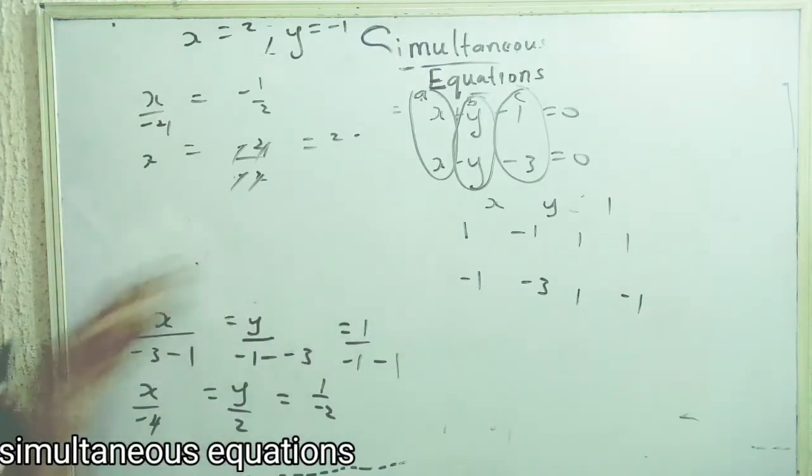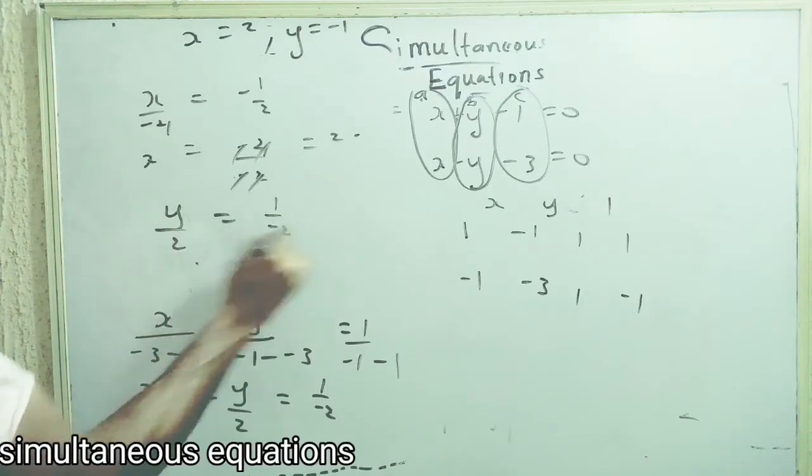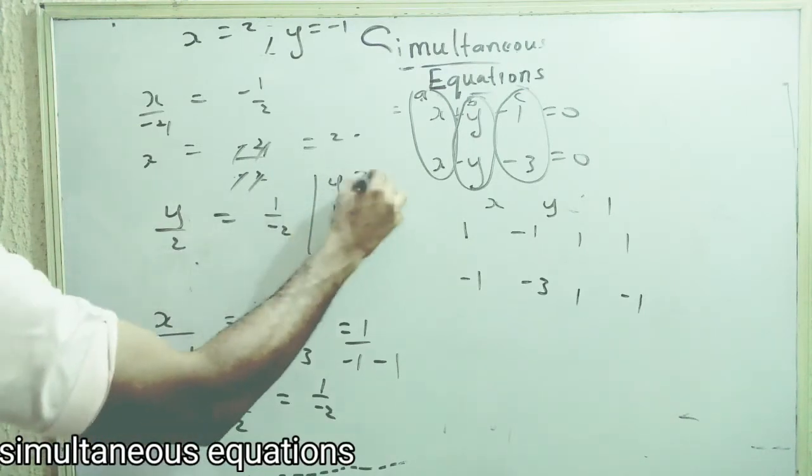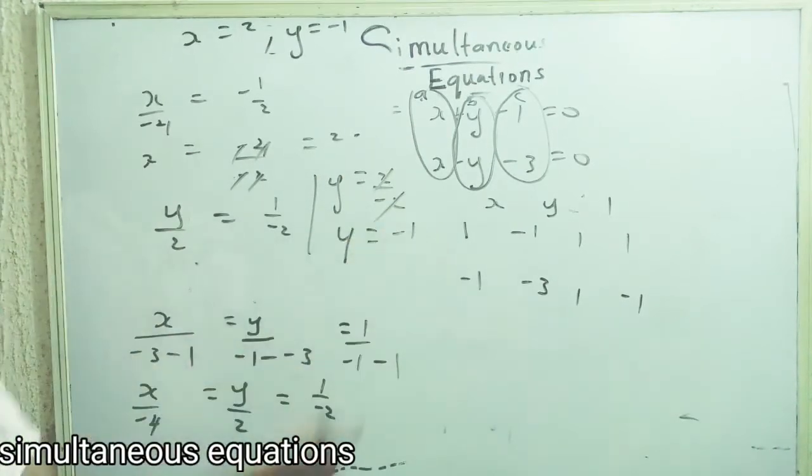Now to get the value of y, equate this to the last term again. So I will have something of this nature. Y over 2 is equal to what? 1 over minus 2. Cross multiply. Y is equal to what? 2 over what? Minus 2. This cancels. Y is equal to what? Minus 1. So either way, I am still getting the same answer.